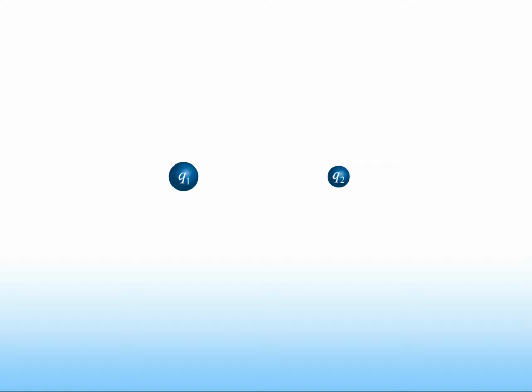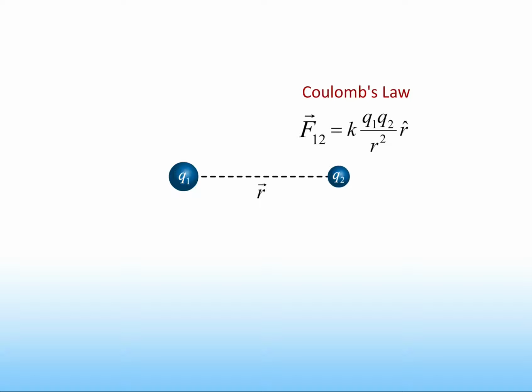We begin by considering the force, F12, that is exerted on the positive charge Q2 by the positive charge Q1 as shown. We know that we can calculate this force from Coulomb's law. The magnitude of the force is proportional to the product of the charges, Q1 times Q2, and is inversely proportional to the square of the distance between them, r squared. Since these are both positive charges, the force is repulsive, and F12 points away from Q1 as shown.